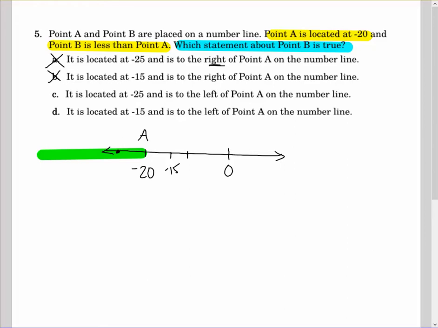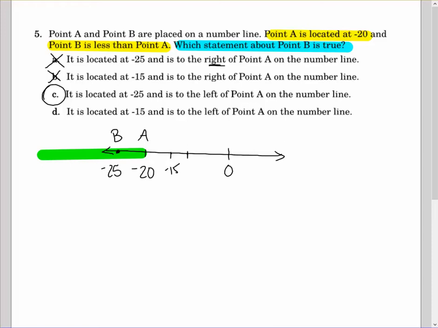Choice C, it is located at -25 and is to the left of point A on the number line. So if this were at -25, let's say that's point B. Is that to the left of point A? Yes, it is. Your answer would be choice C.